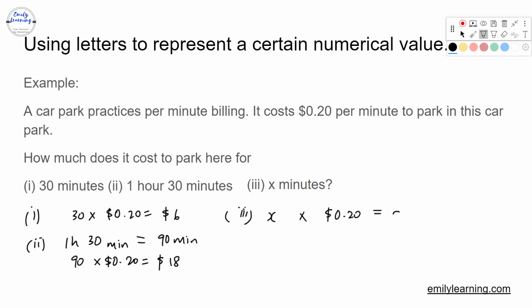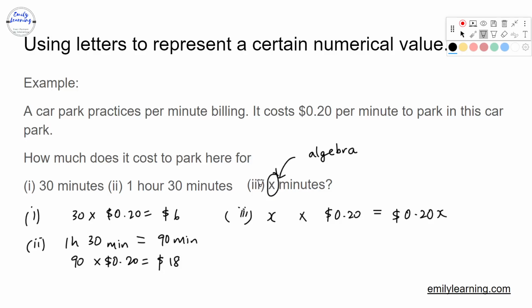Okay, and we can write it as 0.20X dollars. So X here is an example of an algebra, where instead of using numbers or numerical values, we use a letter to represent a certain numerical value. And X can be anything. It can be 3, it can be 5, it can be 100, it can be 3000, it can be 0.5, it can be anything. But what we know is that once this is X, it doesn't change how we do it.